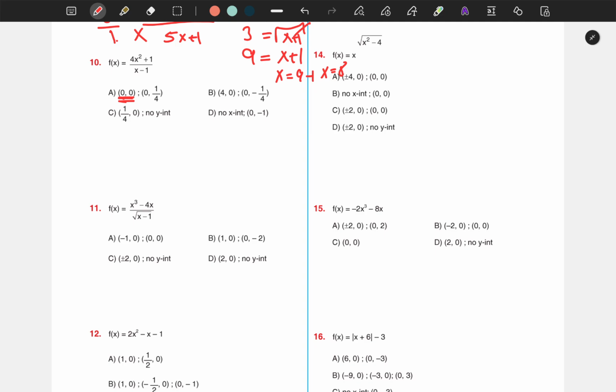Okay, let me replace a 0. Alright, if I replace 0, 0 plus 1, 1. 0 minus 0, you see, shouldn't be. I cannot use this one. Let me use another one. Which one do you want me to use?